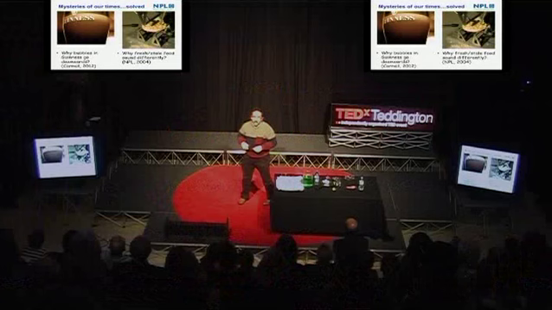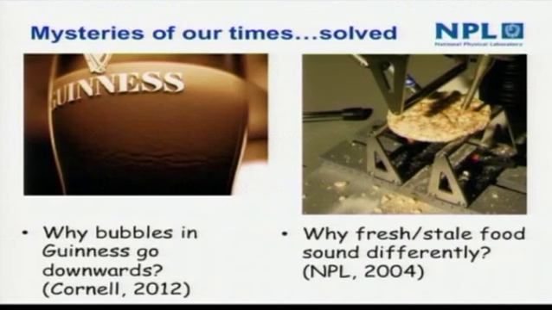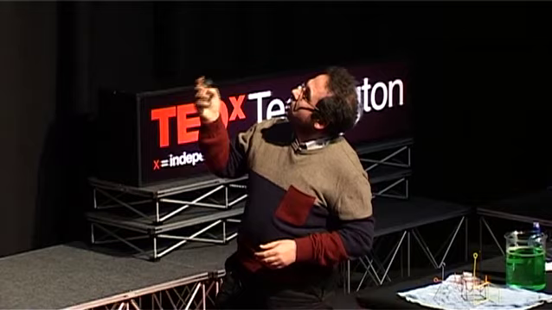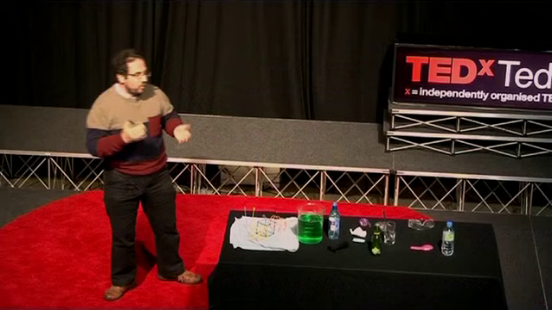And here are two big mysteries of our modern times. The first, which is a subject of study, has in fact been discovered only this year: why the bubbles in Guinness go downwards instead of going upwards. And the other one is something related to the fact, well, I said that these marshmallows were stained.